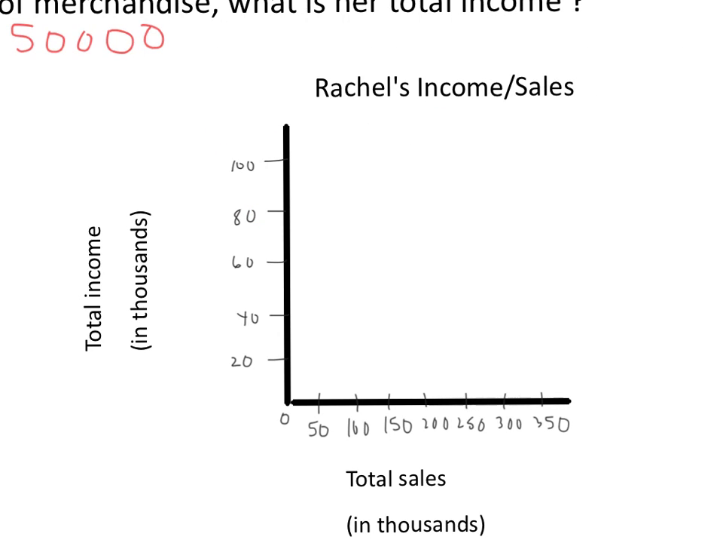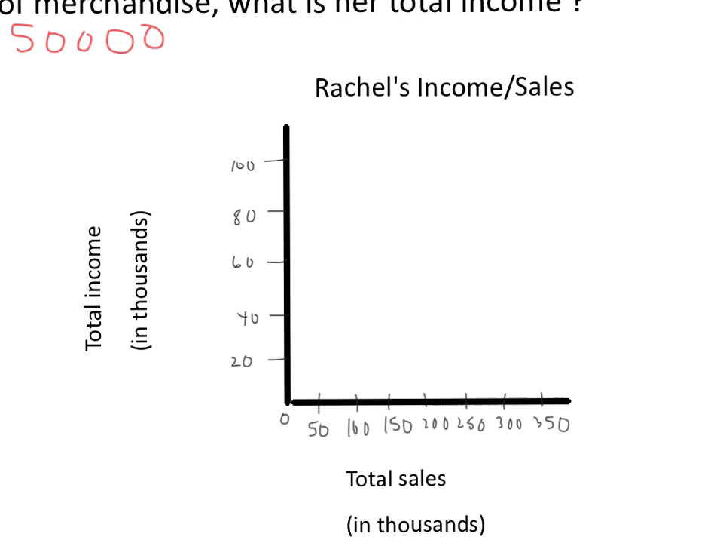Now, I've chosen to scale my x-axis by 50 because I want to make sure I can graph that Rachel has made sales of $315,000. Then I also scaled on my y-axis by 20s. Now, I maybe necessarily didn't even need to scale by 20s because her total income, if she sells $315,000 of merchandise, was a little bit less than $100,000. So I want to make sure I can account for that in my graph.